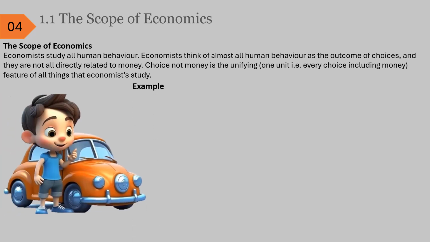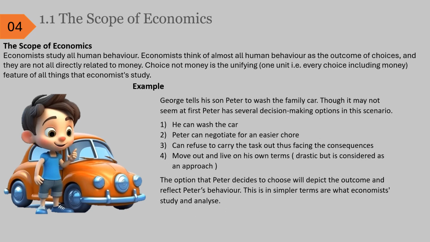For example, this is Peter, and the orange thing is his family car. George, his father, tells his son Peter to wash the family car. At first, it may seem that Peter does not have many options. However, there are several decisions that Peter can choose. He can wash the car. He can negotiate for an easier chore, like washing the dishes. Maybe he can refuse to wash the car and then face the consequences, like reduced pocket money, or move out and live on his own terms.